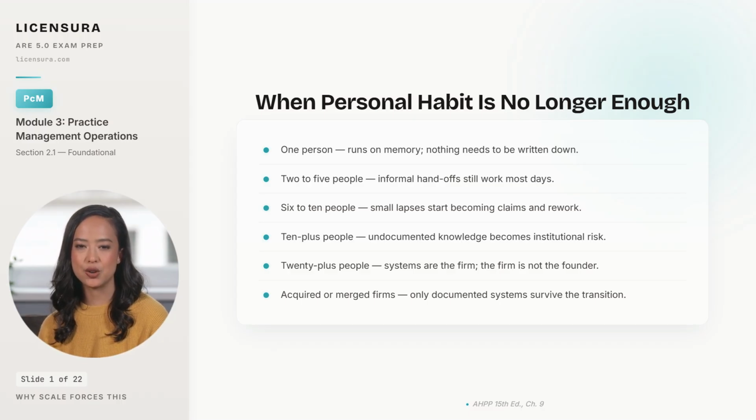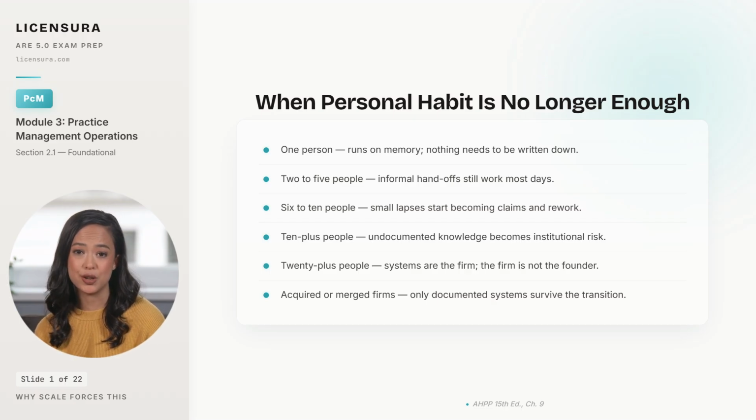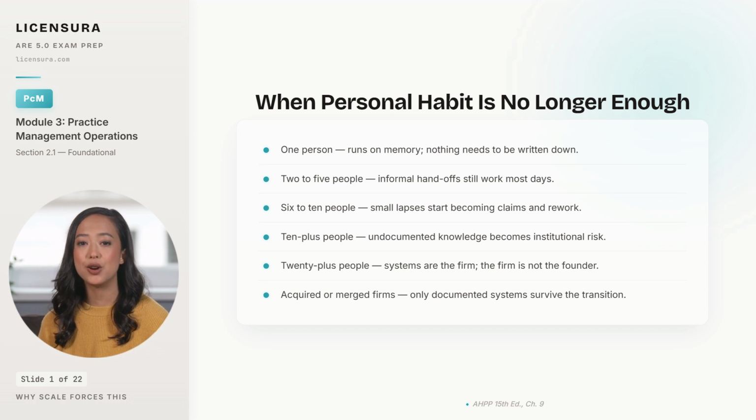The firm is no longer the founder. And the day the firm is acquired or merged, only what is documented survives. Every uncodified habit gets stripped out by the new owner. Close on what this module is really testing and what to walk away knowing.